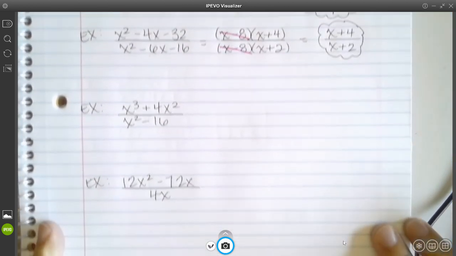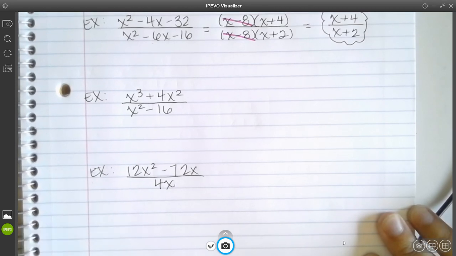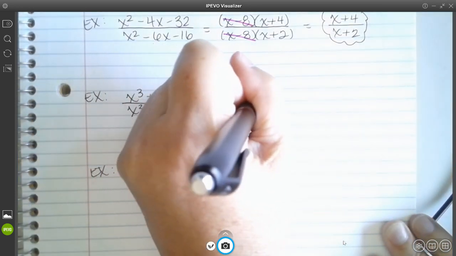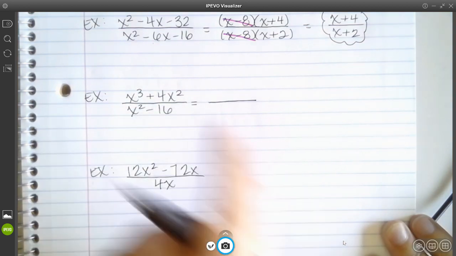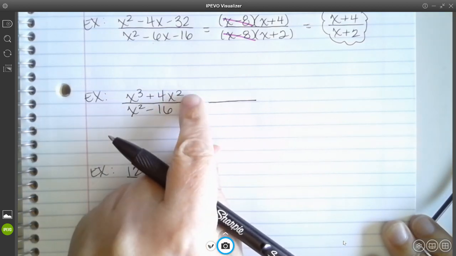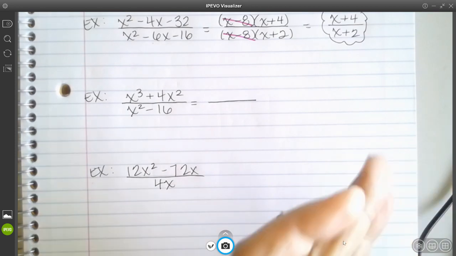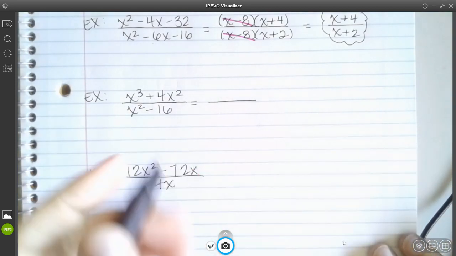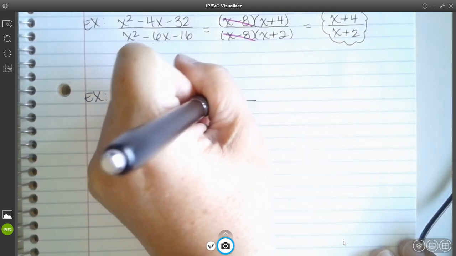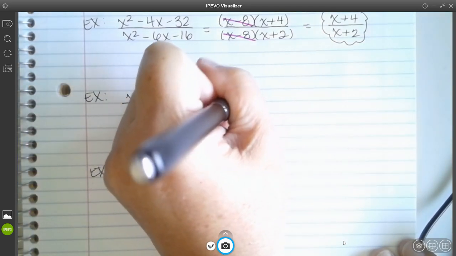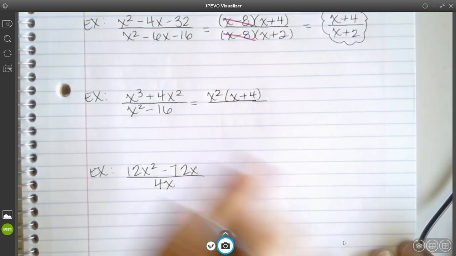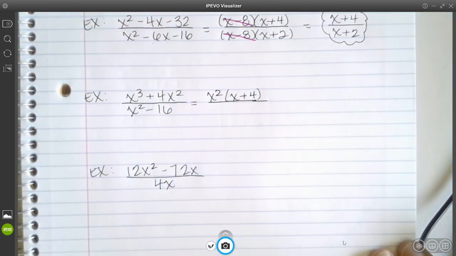Okay. All right. Next one. The top one is going to be GCF, because I have an x cubed, then I have an x squared. So it's not any of my patterns that we worked with in our previous units. They just have something in common. So I'm going to take out the x squared. And then I'm going to get x plus 4 as what's left over when I pull out the x squared.